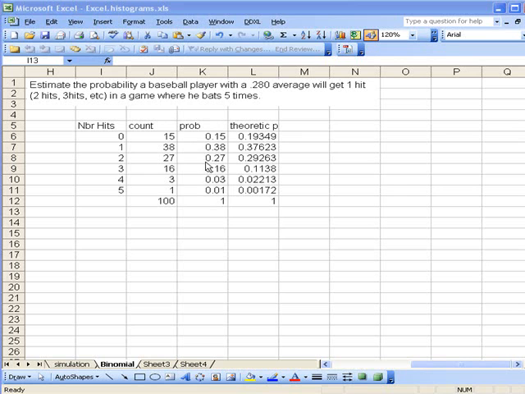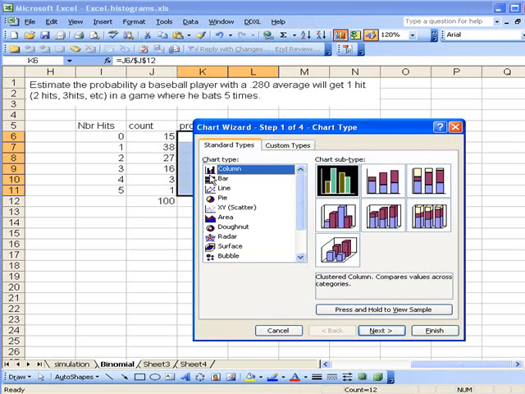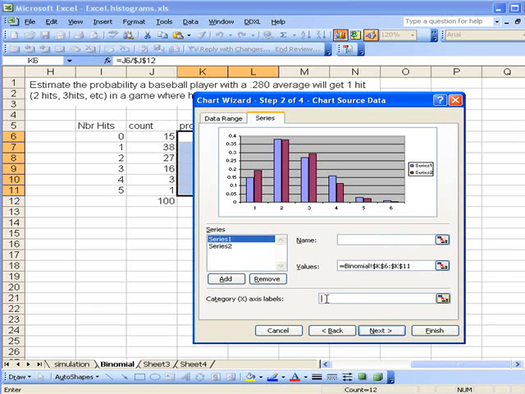So let's first of all construct the basic graph here. Let's highlight the two data sets. Notice I've arranged them in adjacent columns. Go to the chart wizard. We want a histogram, which is a column graph, and this is the right subtype. Go to the next chart here. Notice that it looks okay, except again the x-axis labels are not proper, so let's go to series and go to the category x-axis labels and make them the correct choice.